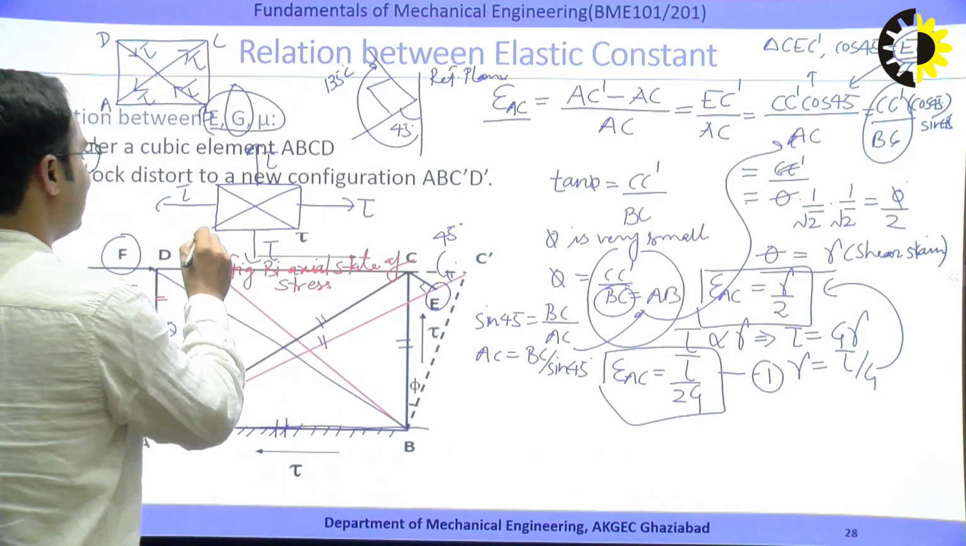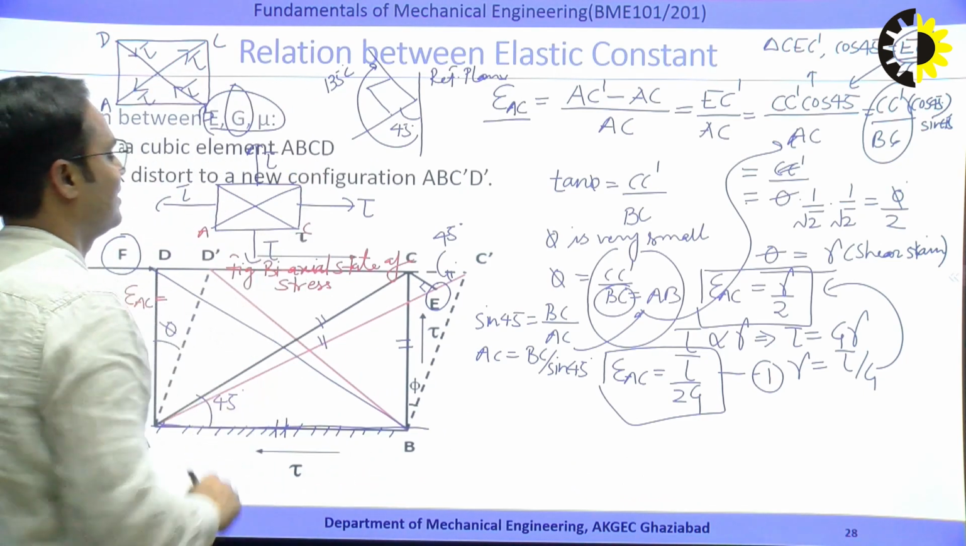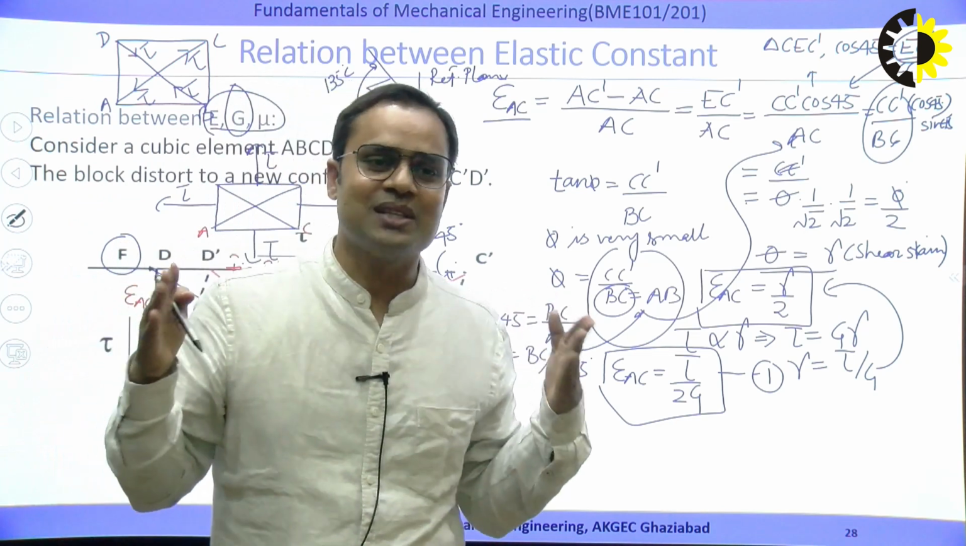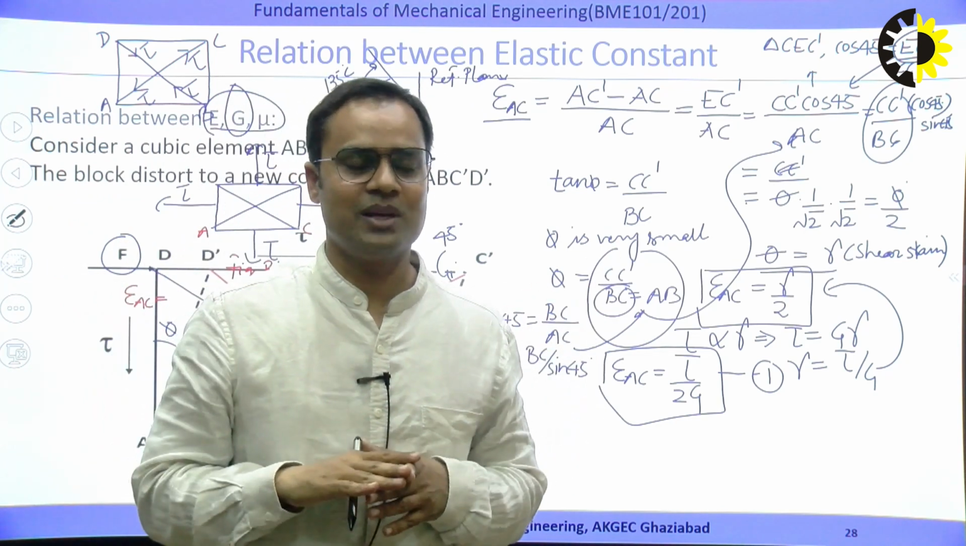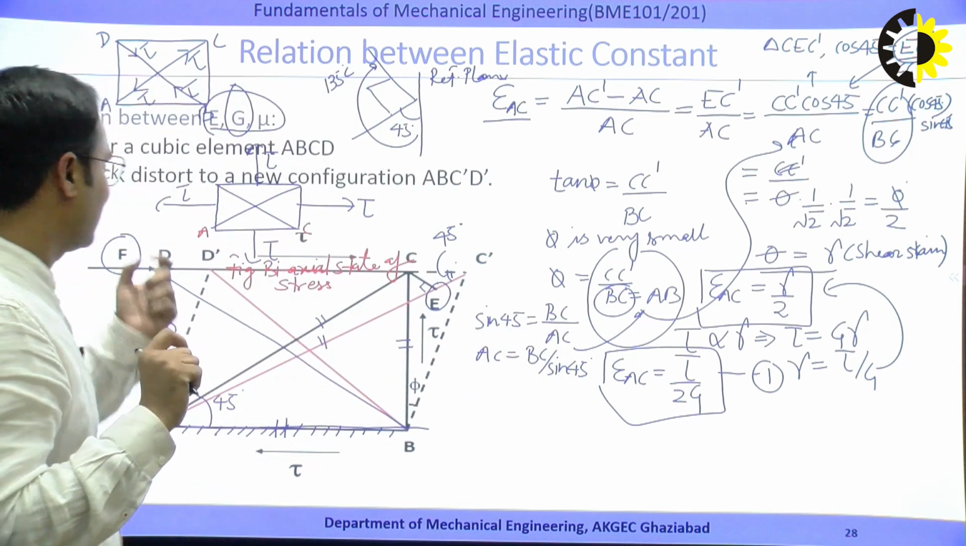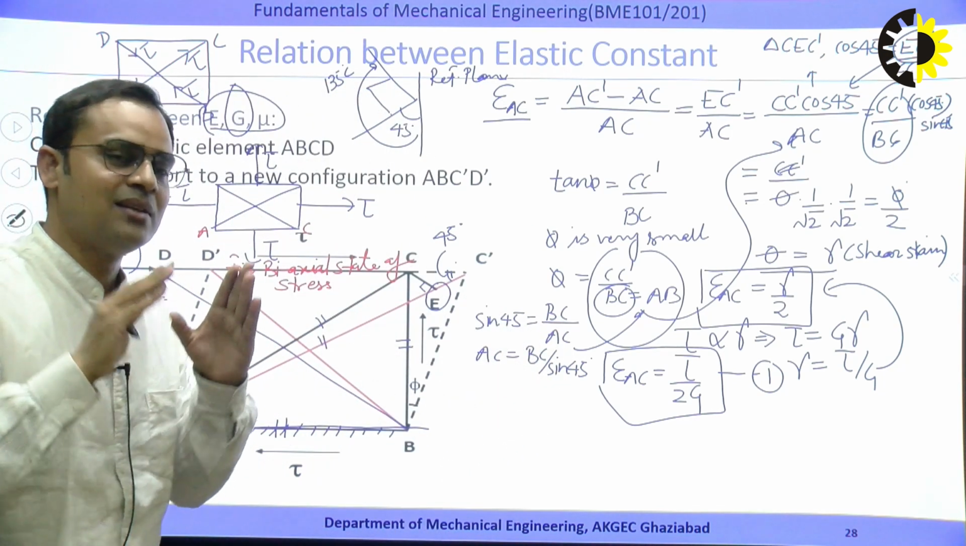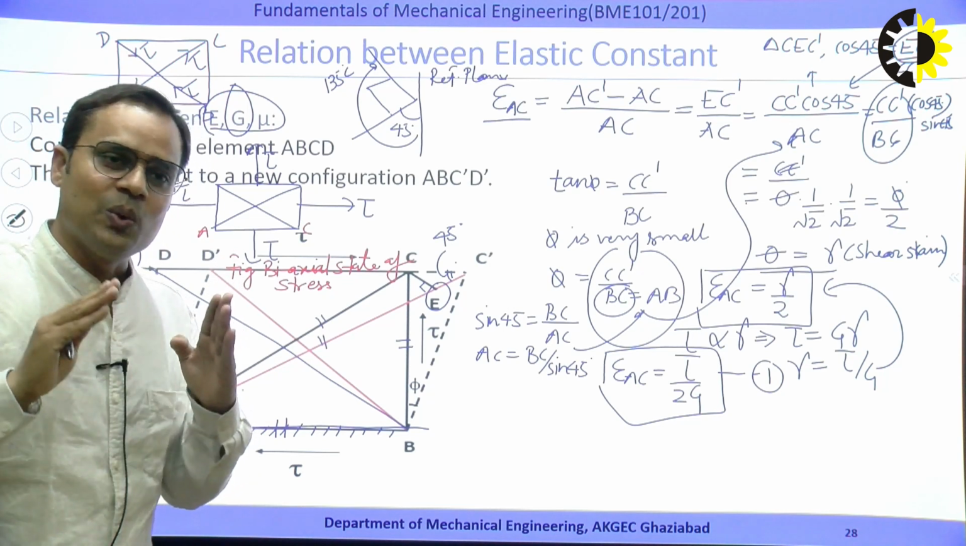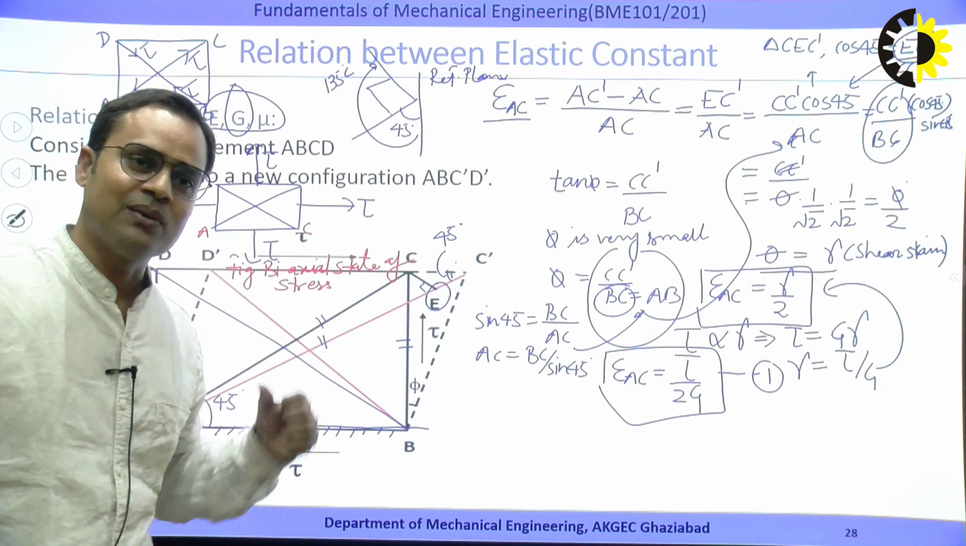Now this is AC, this is BD, okay? So how much strain is induced in the x direction? If I rotate it, it is 45 degrees, okay? It is clear, I hope. So in case of biaxial state of stress, I am interested to know how much strain is induced along the diagonal AC.